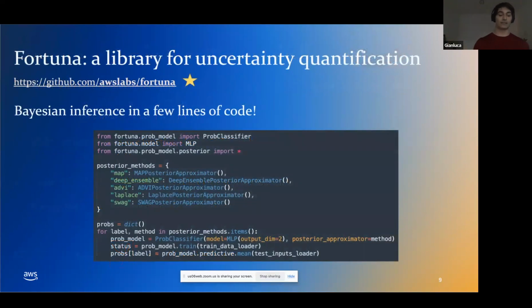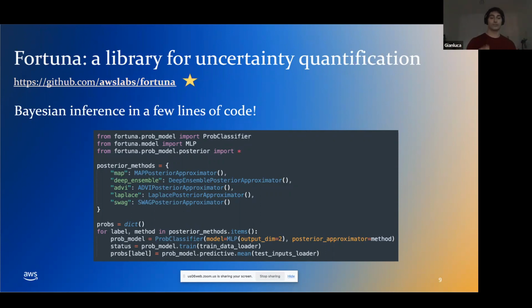Now, let me give you just a very quick idea of what the code looks like, how simple I hope it is, and how you can just get some uncertainty out. So Bayesian inference, we start from there. What I do here is import some objects from Fortuna. Then I create these posterior methods. I have imported several of the methods just to give you an idea: there is MAP, maximum a posteriori, deep ensemble, automatic differentiation variational inference, some form of Laplace approximation, SWAG. These are all possible. I listed a few.